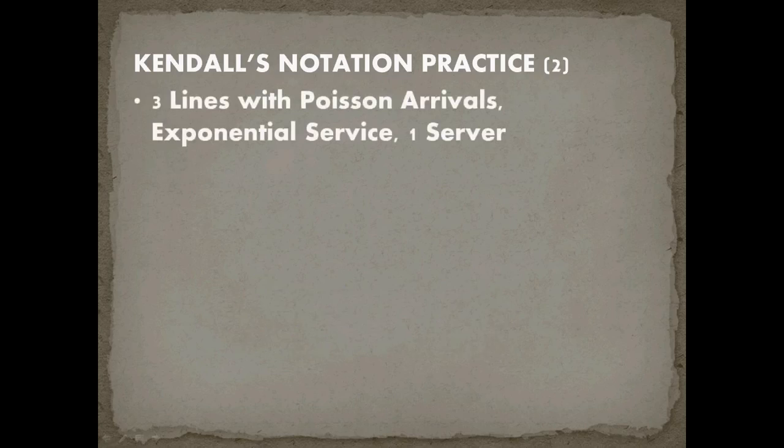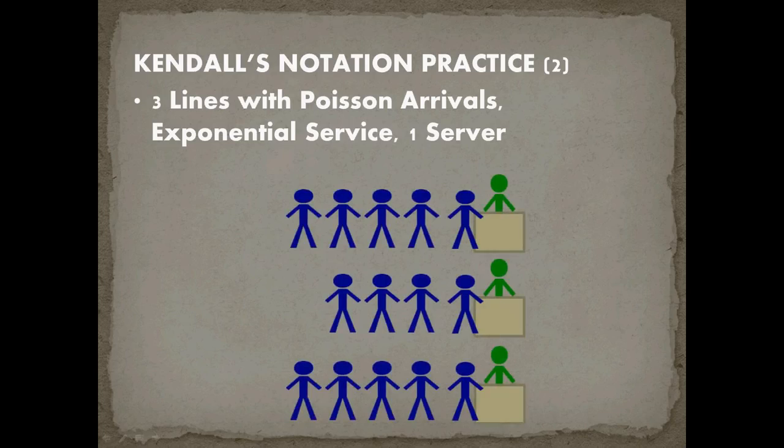Now what if I had 3 lines with Poisson arrivals, exponential service, and each one was being helped by 1 server? So I've got 3 lines in front of a server. Each line has its own server. In Kendall's notation, how would we model this? Well, it would be 3 MM1s.